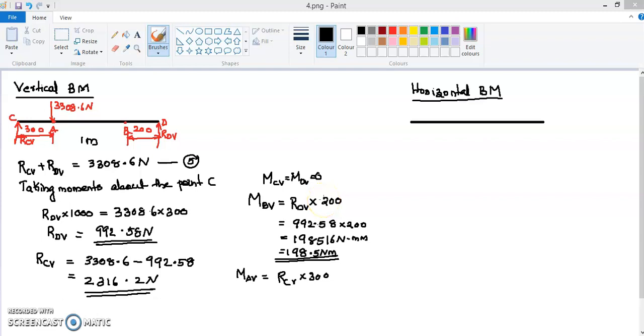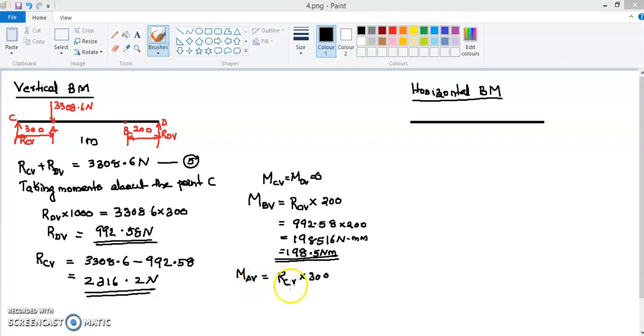Okay, we'll continue this session. So we have seen this bending moment at the point B due to this vertical loading. Now we'll find this bending moment at the point A due to this vertical loading.